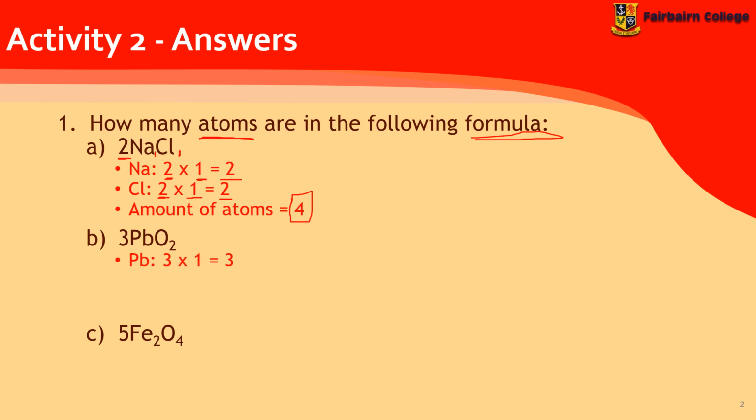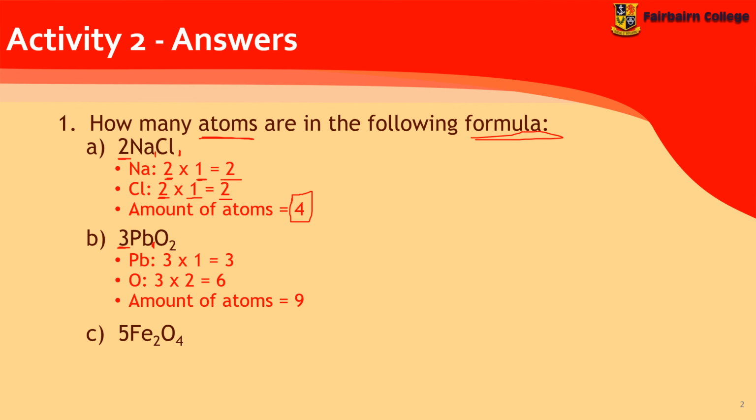So lead oxide. So we see that there's 3 molecules in total. There's 1 lead atom in each molecule and 2 oxygen atoms in each molecule. So the number of lead atoms is 3 times 1 and the number of oxygen atoms is 3 times 2, and if we add them up, then there's a total of 9 atoms. Okay, and for the last one, the numbers are getting a bit larger, so let's focus on this one.